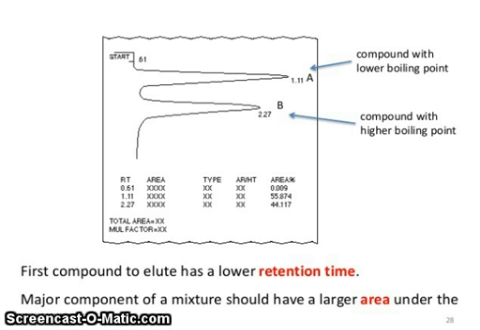You can see there are two peaks: a compound with lower boiling point and a compound with higher boiling point. The first compound to elute has a lower retention time. The major component of the mixture should have a large area under the curve.